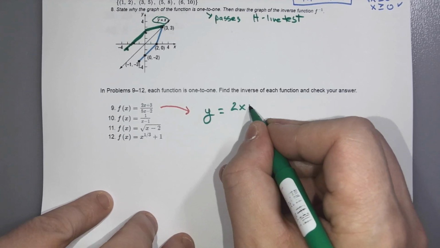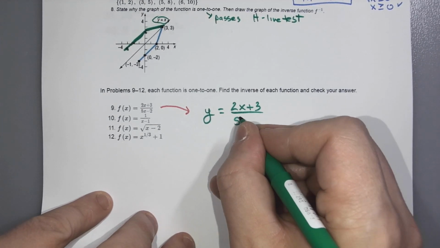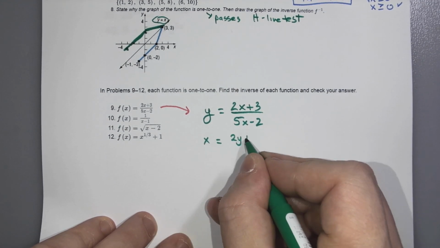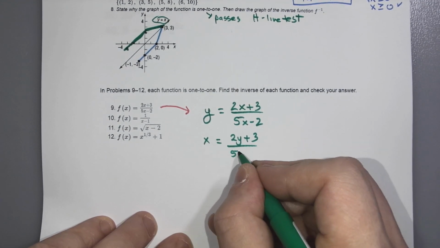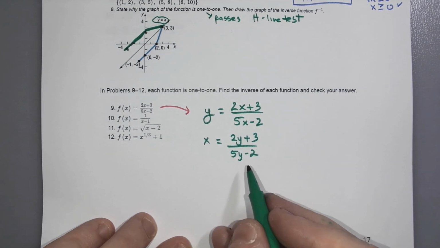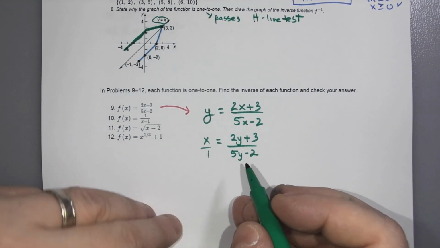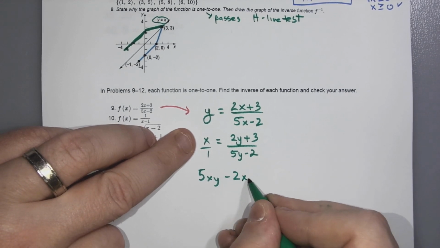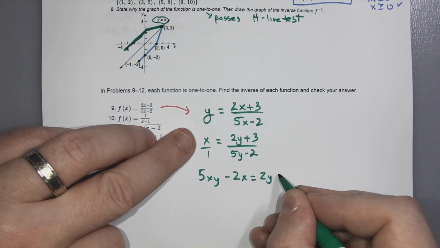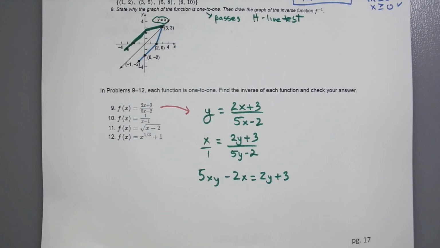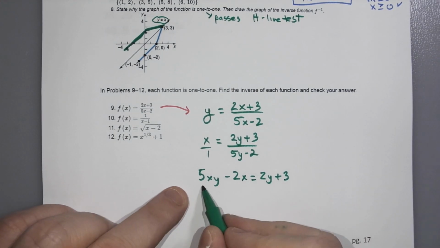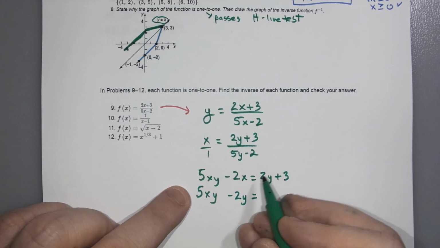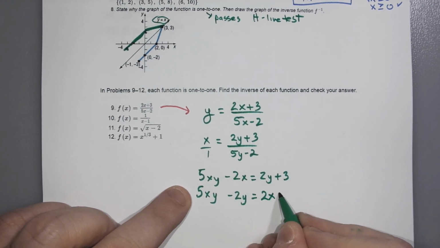Y equals 2x plus 3 over 5x minus 2. Switch x and y. x equals 2y plus 3 over 5y minus 2. Cross multiply. 5xy minus 2x equals 2y plus 3. Collect like terms. 5xy minus 2y equals 2x plus 3.